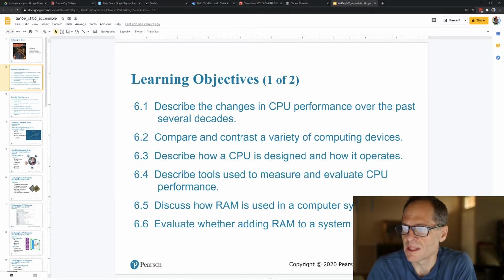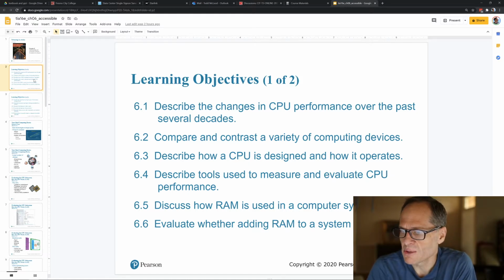Describe how a CPU is designed and how it operates. So we'll see some of the basics of CPU design. We've already looked at that. It has the registers and cache and the arithmetic logic unit and the control unit. I don't think we talked about that yet. And just making sure I'm recording. Anyhow, we're going to see that.